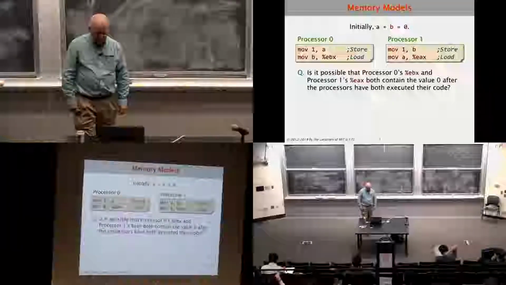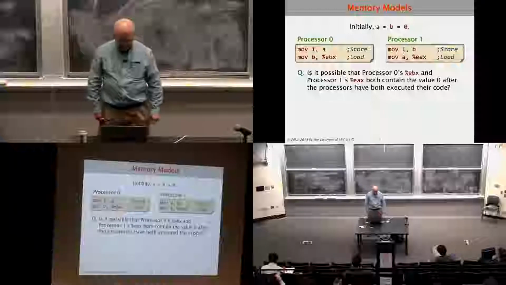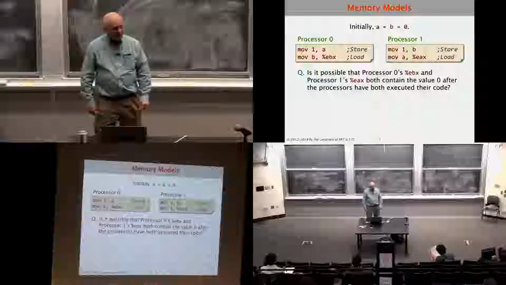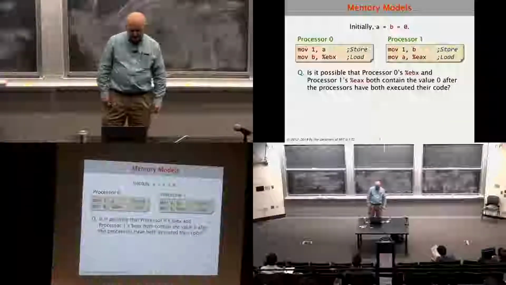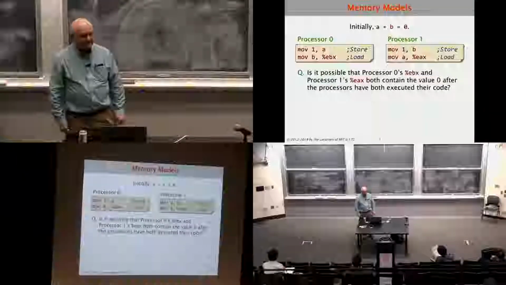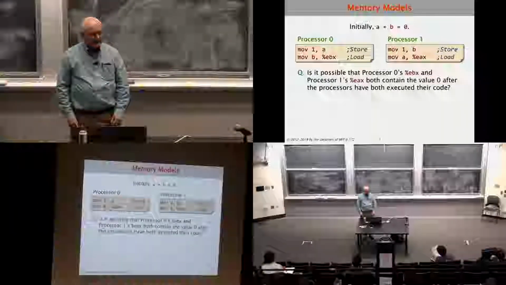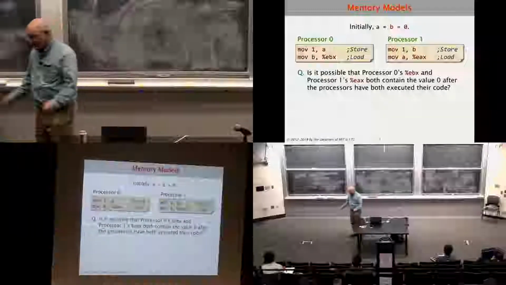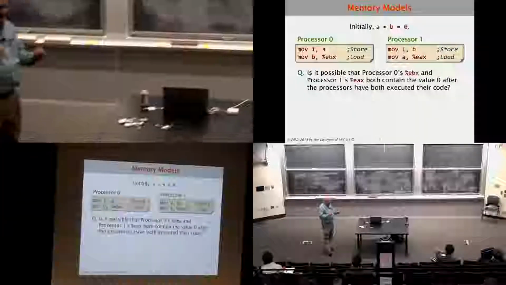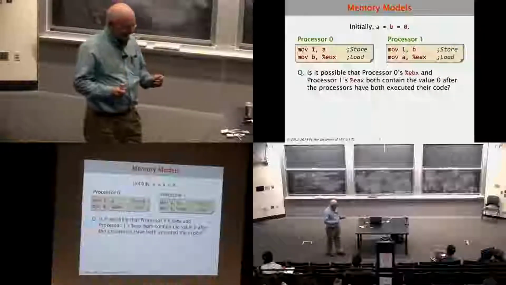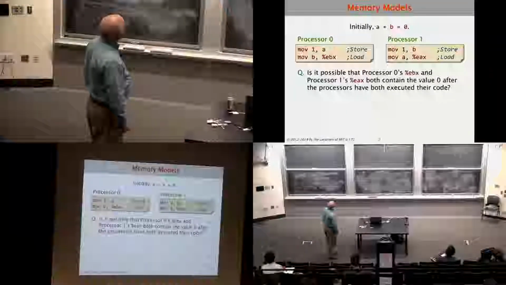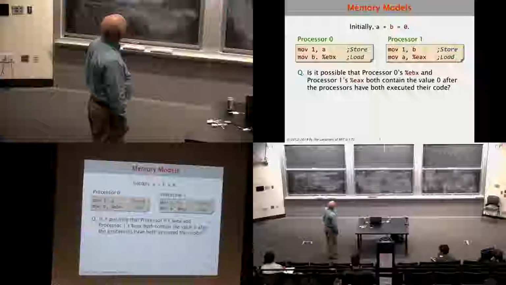Is it possible that processor 0's EBX and processor 1's EAX both contain the value 0 after the processors have both executed their code? They're executing in parallel. So think about it a little bit. This is a good lecture to think about because, well, you'll see in a minute, okay? So can they both have the value of 0?